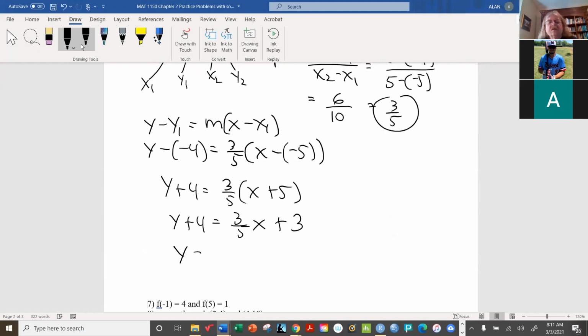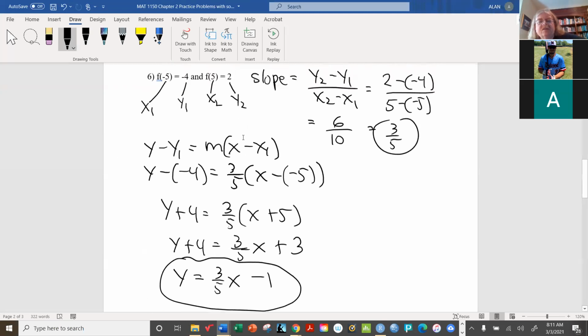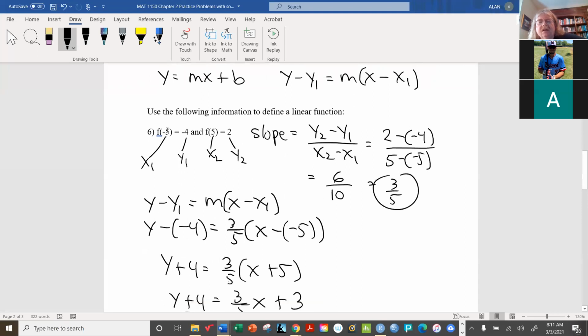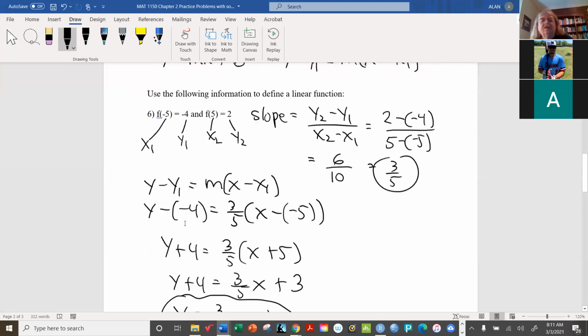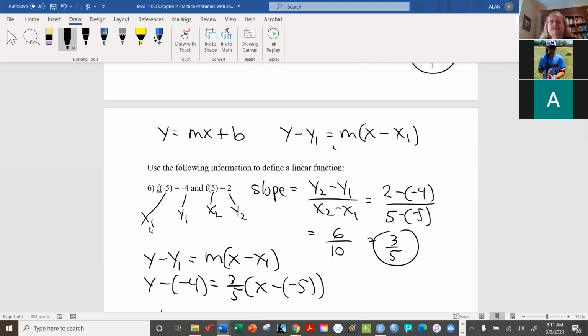Now all I have to do is subtract that 4 from both sides. And I'm done. Okay, so here it is. That's the entire equation. Nice. Now we could have used y equals mx plus b just as easily. It doesn't really matter unless it specifically asks you to use one or the other. You might recall this is the point slope form. And this is sometimes called slope intercept form. And that's just because of what information you have in this equation.